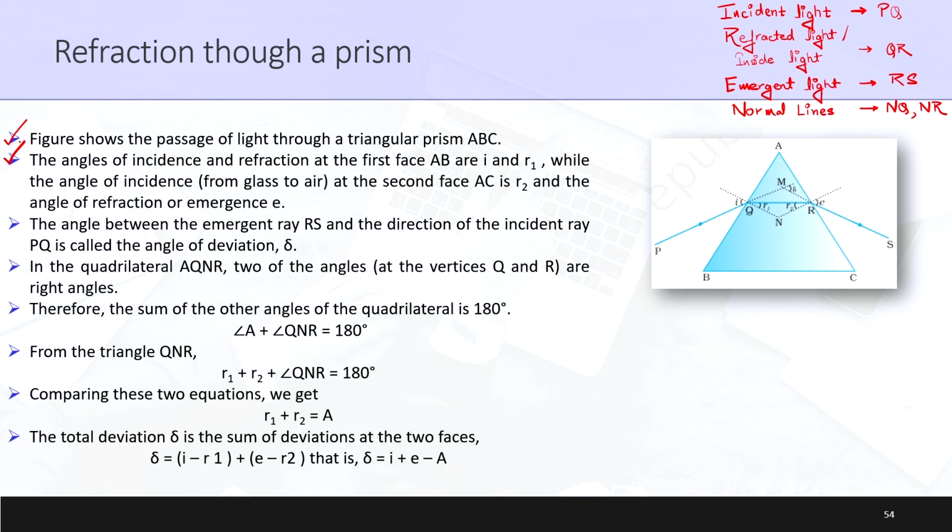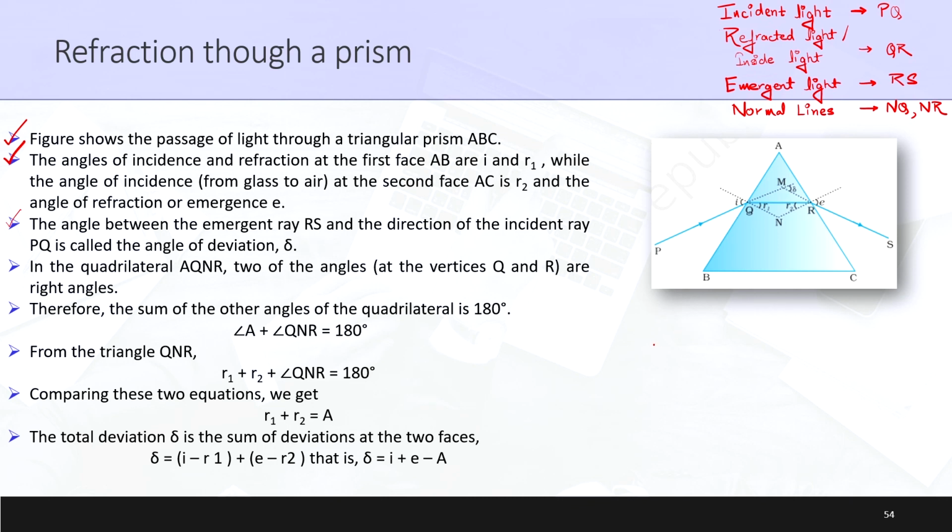Let us move on. The angle between the emergent ray RS and the direction of the incident ray PQ is the angle of deviation. What is the actual formulation? We will try to understand in the subsequent points. Let us move on for now.